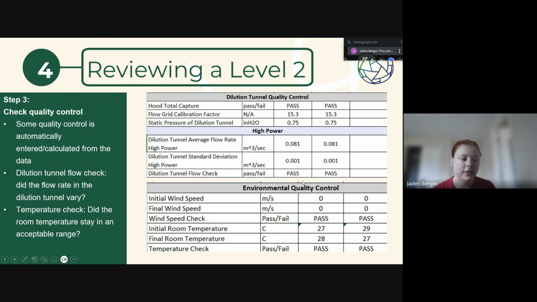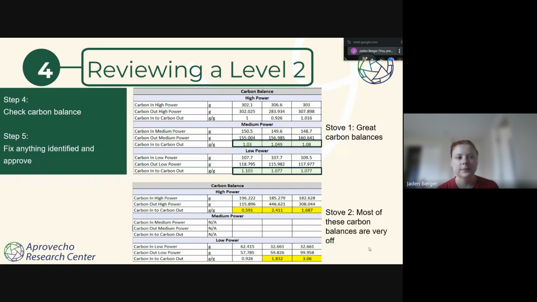So that's checking that the dilution tunnel flow rate didn't change significantly during a test. Temperature check, that the temperature in our lab didn't change significantly and it stayed within an acceptable range throughout our test. All of this is automatic, as long as you've entered your temperature, it'll tell you if you pass or fail at the end. It's pretty easy. And then finally, we've got a page on carbon balance.